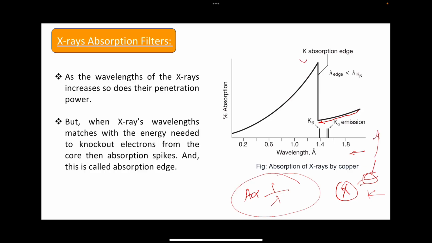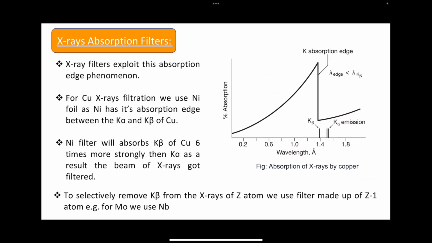This is called the K absorption edge. The K absorption edge of copper lies between the K alpha of the copper and the K beta of the copper. And the X-ray filters that we are going to design are based upon this K absorption edge.